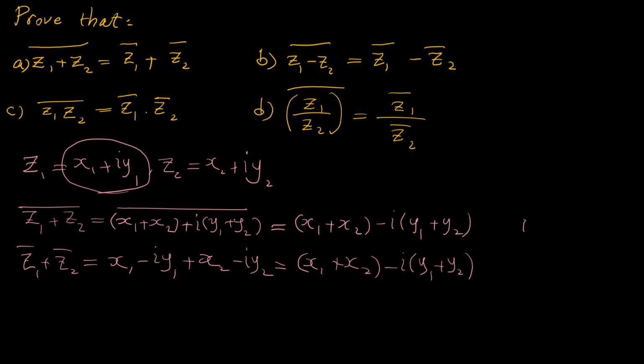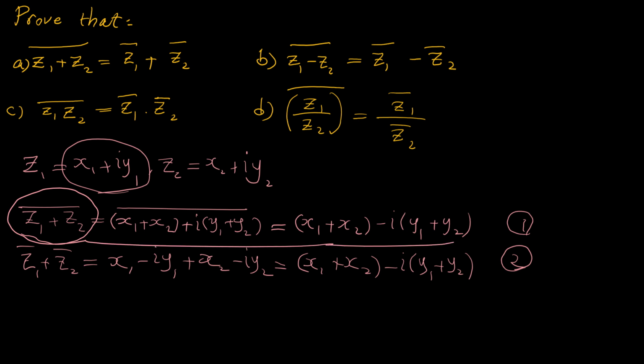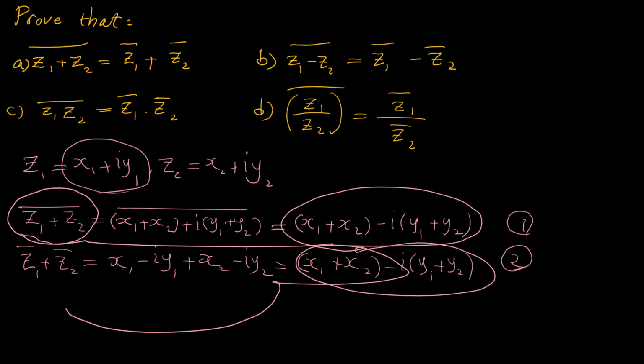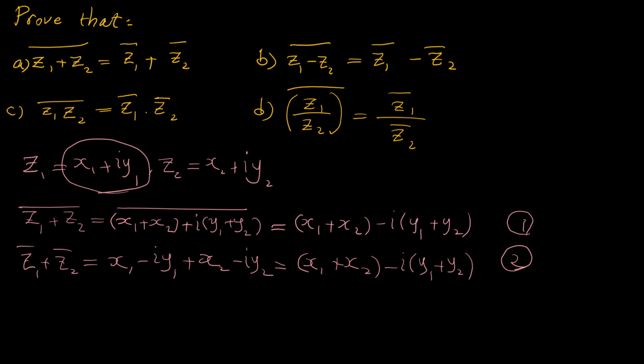And by comparing equation 1 and equation 2, we can see that these two are equal. So this means that z1 plus z2 conjugate is the same as z1 conjugate plus z2 conjugate. So by comparing these two relations, we can conclude that this identity is right. Here, I highly recommend you to pause the video and try to prove part B by yourself. It is very similar to part A.